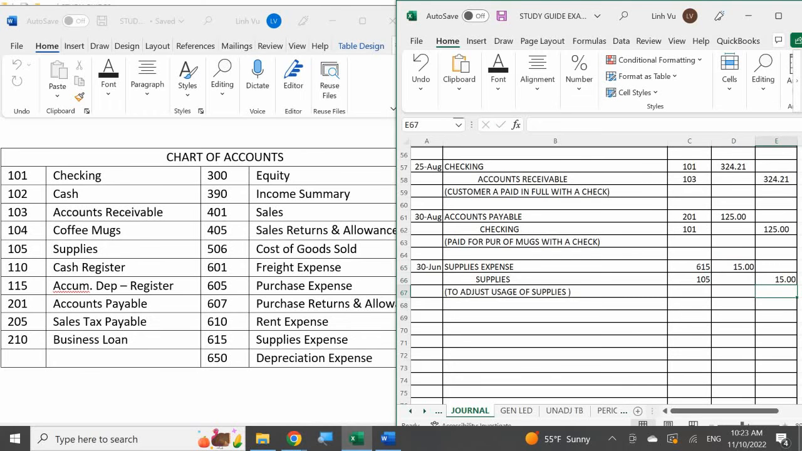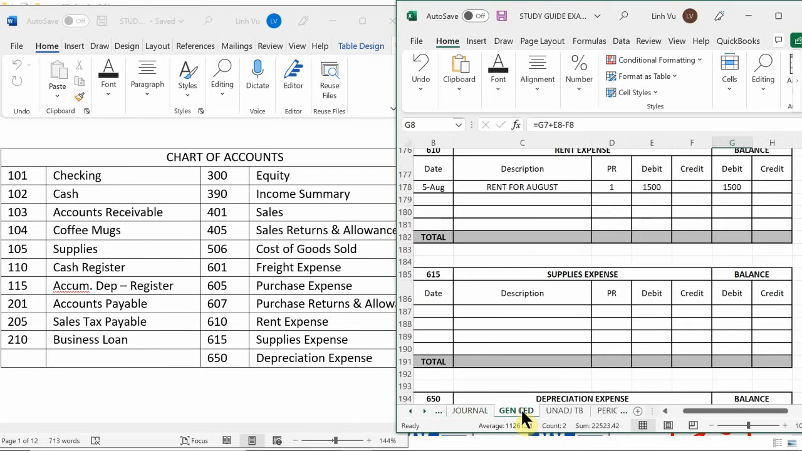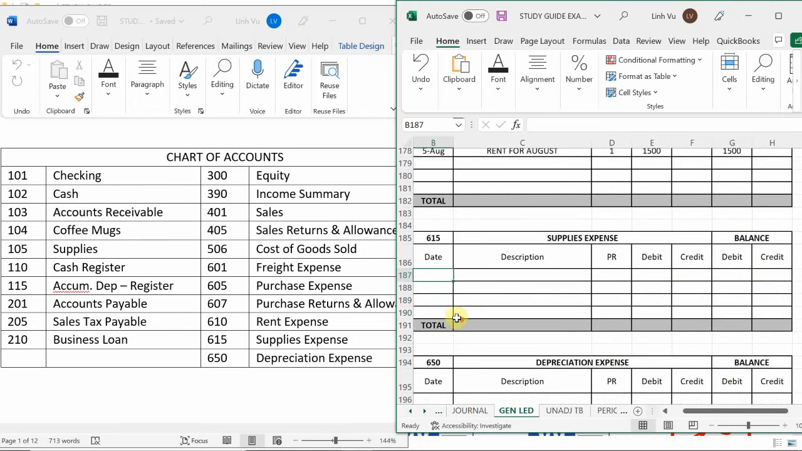So let's plug that into my ledger. Here I'm already at the very bottom of my ledger. I'm at my supplies expense, and I'm going to say used supplies. We're on page 2 for $15.